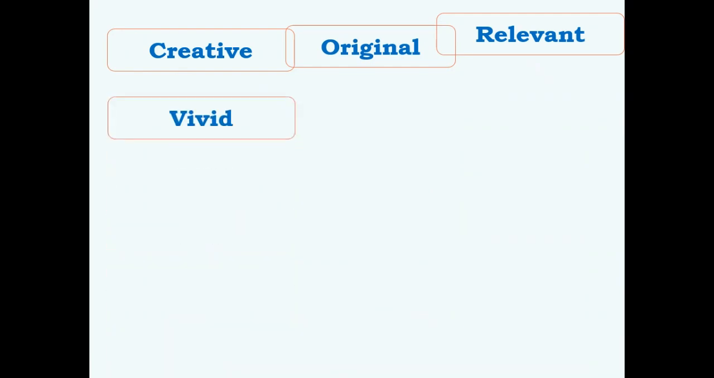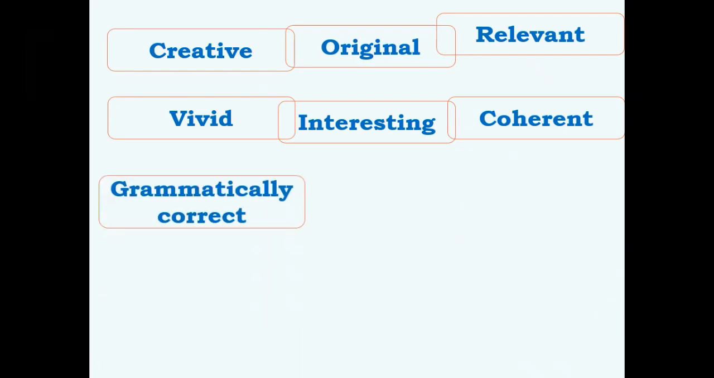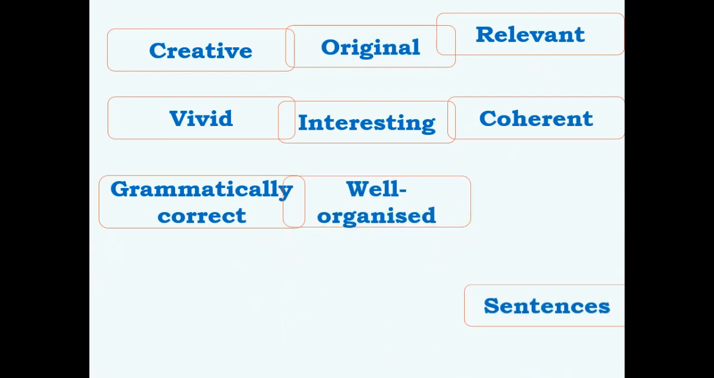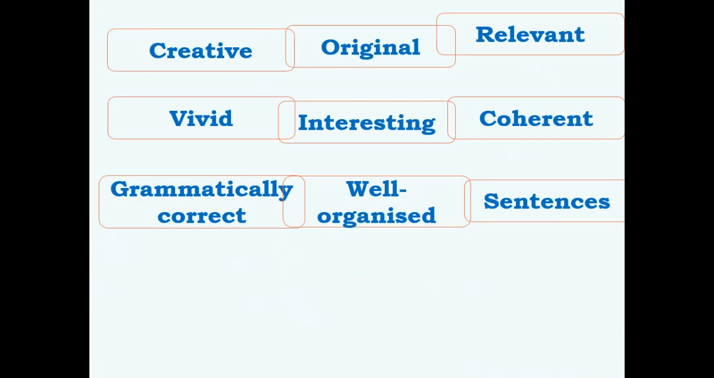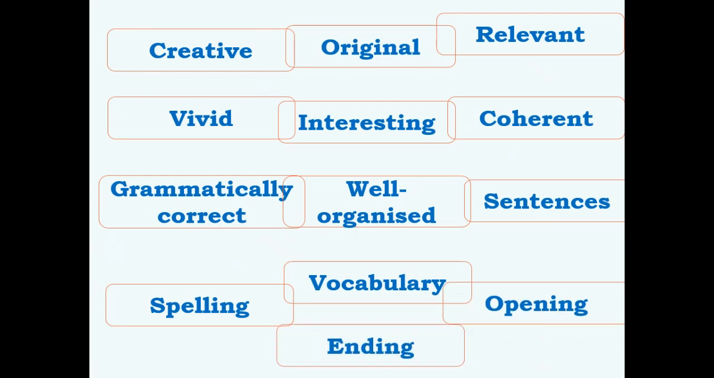It has to be vivid, it has to be real, depending on whether you're doing a narrative piece. It has to be interesting. It has to be coherent. When I say coherent, that means there should be a flow, there should be unity. It should be grammatically correct, error-free, with well organized points, varied sentences, spelling, vocabulary, your openings, as well as your ending.